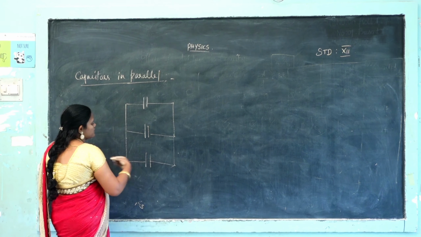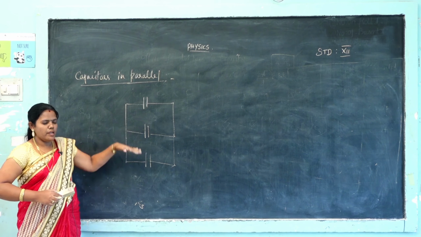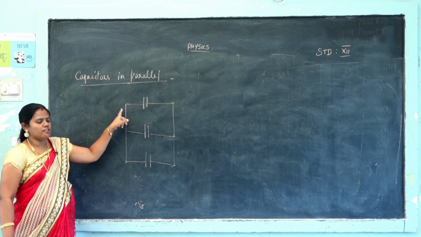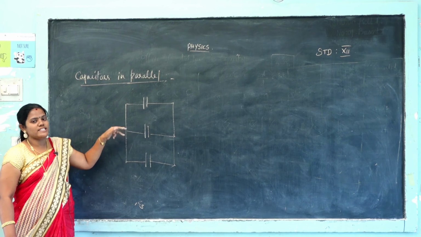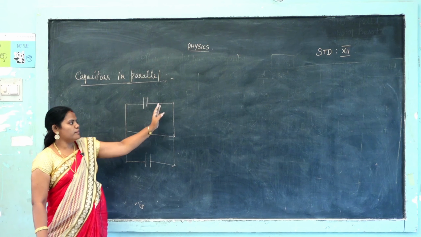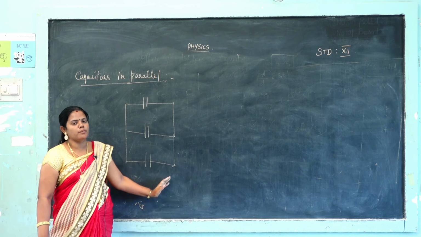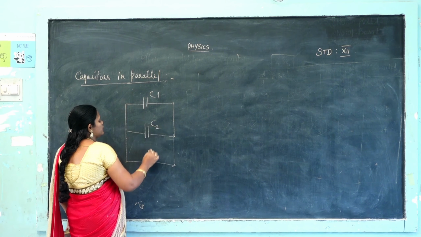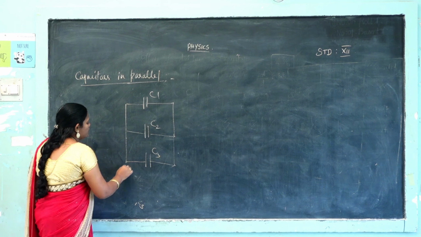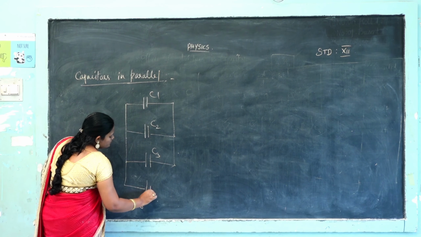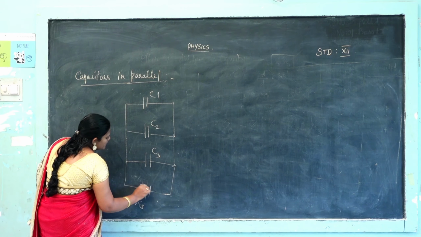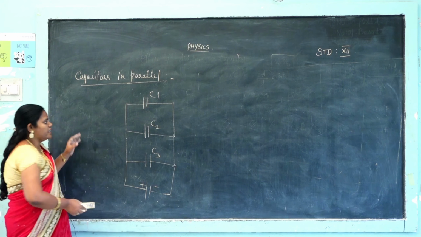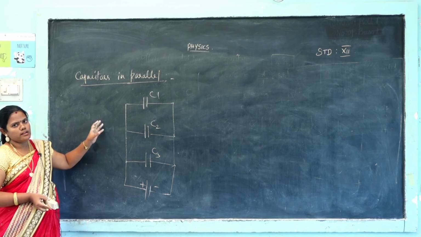The 3 capacitors will be connected one by one, because the initial terminal of the first capacitor will be connected to the initial terminals of the second and third capacitors. The final terminal of the first capacitor will be connected to the final terminals of the other capacitors. The first capacitor is C1, the second is C2, the third is C3, and then the battery will be connected, positive and negative. Then we will calculate: will the current be the same or not?